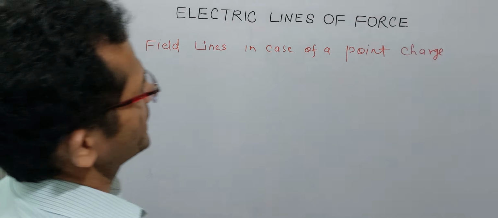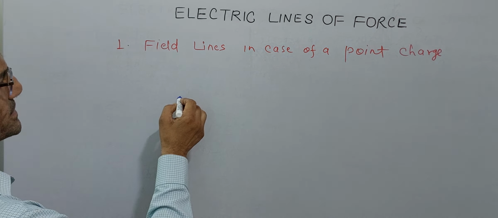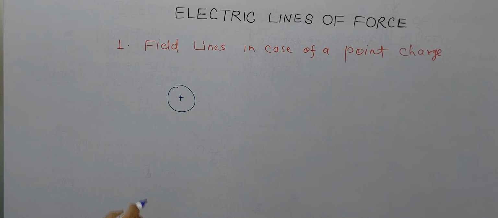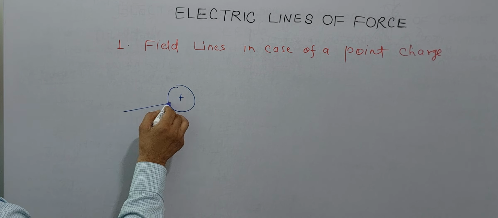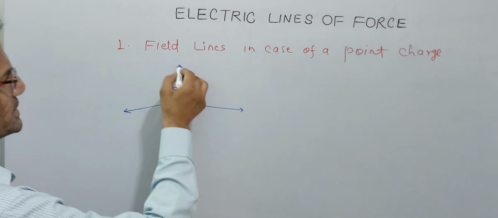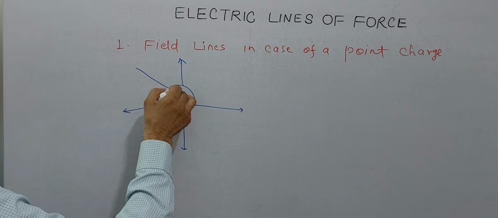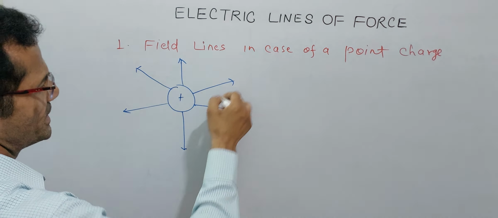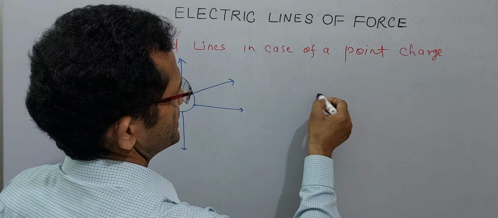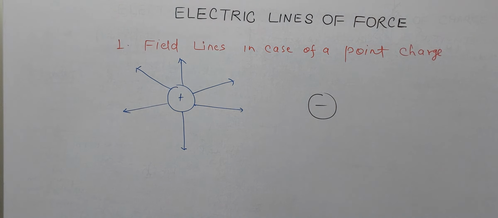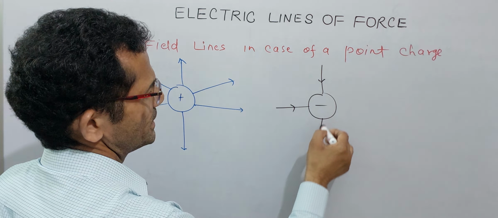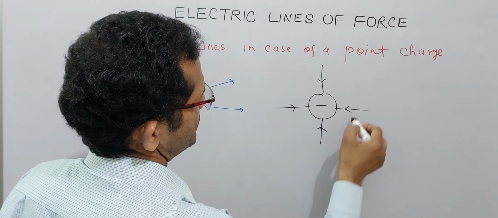Suppose field lines in the case of a point charge. If I have a positive charge here, field lines will go straight away from this one, normal to the surface of the charge. So these are the field lines of this positive charge, away from this one. They originate from the positive charge and end on the negative charge. So if I take a negative charge here, its field lines will be normal and end on the negative charge. They should be toward the negative charge and normal to this one.